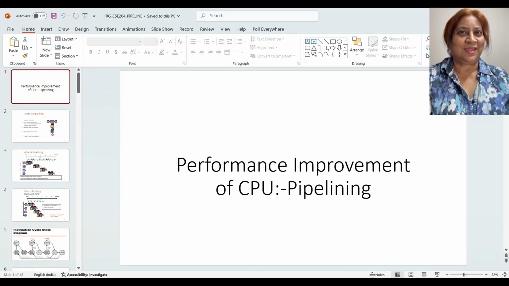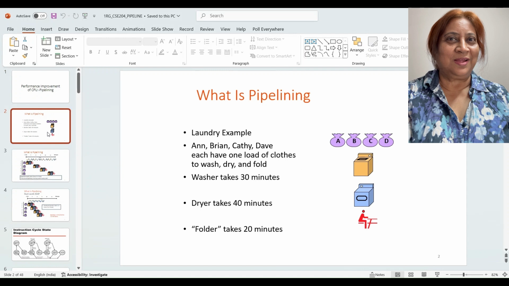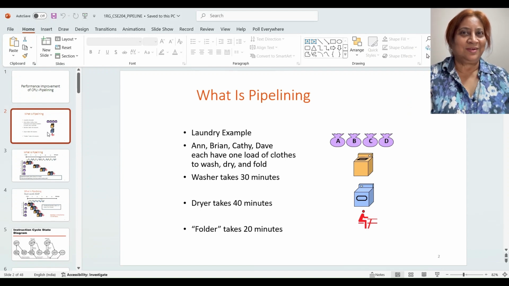Hello viewers, in this lecture I will be covering performance improvement of CPU by pipelining technique. Pipelining technique can be understood clearly if I take one real life example first. This is a laundry room example.